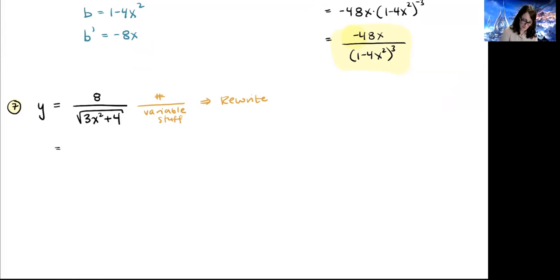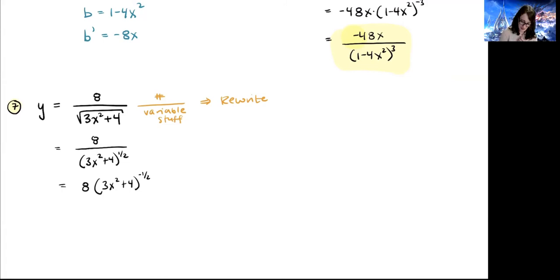Two things here. First, we want to maybe get rid of that radical. Write that as 1/2 power. Then we want to bring this up. So we'll write this as 8 times 3x squared plus 4, all raised to the negative 1/2 power. Okay, good. This is now a number times some stuff to a power. That's a great thing to have to take the derivative of.